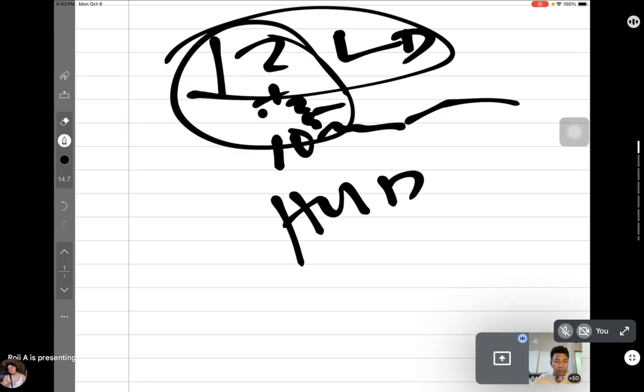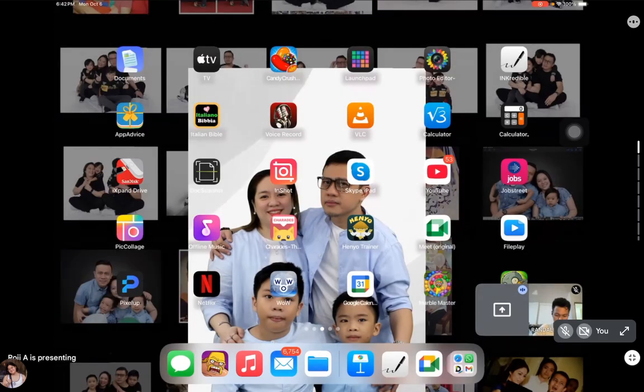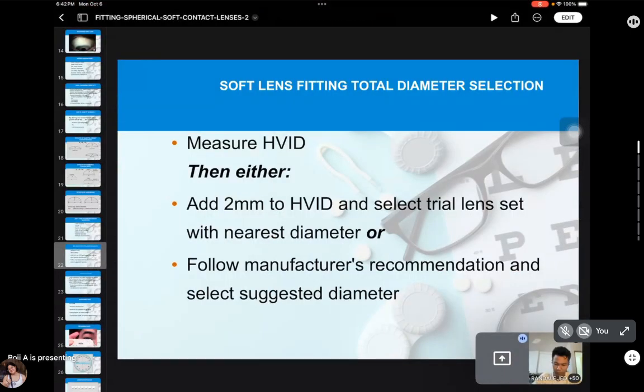So these are all accepted lens diameters, which for soft contact lens is irrelevant. Why? Because of the softness, the pliability. It will conform to the shape of the cornea regardless. Do you understand what I'm saying? Okay.